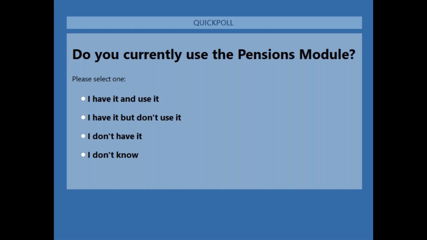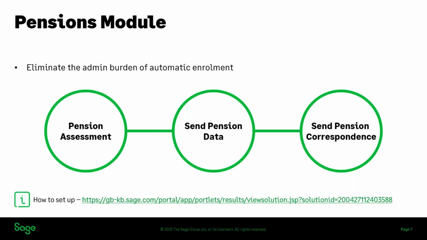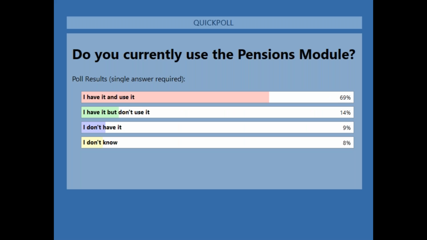So let's just close that down, and I will just share those results with you, the overall results, where you've told us 69% of you have the pensions module and use it. So hopefully today will help explain a bit more why you're doing this and what's happening behind the scenes. 14% have it but don't use it. So you'll get a view of what you could be doing to make your life a bit easier when it comes to administering auto enrollment.